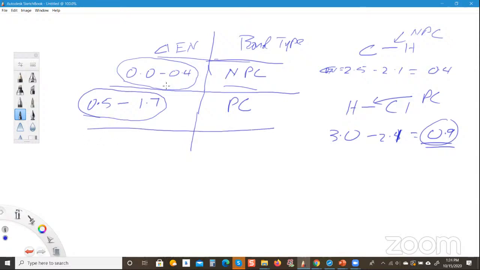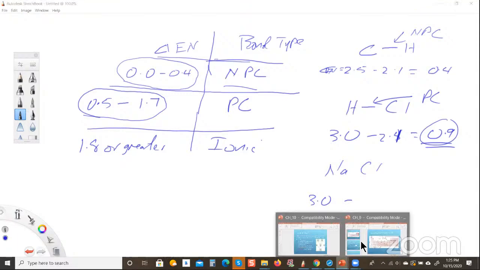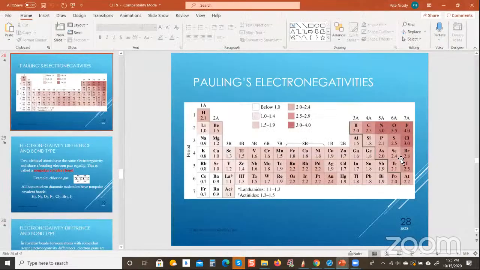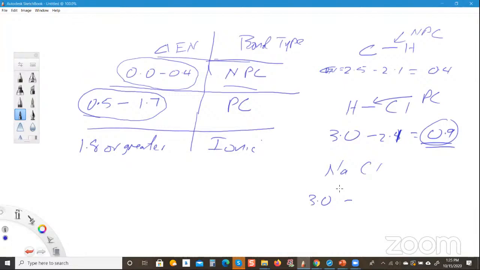And then finally, if the difference in electronegativity values is equal to 1.8 or greater, then the bond is essentially ionic. So for example, sodium chloride: chlorine is 3.0 and sodium is 0.9. That would give a difference of 2.1. So therefore, the sodium chloride bond is ionic because 2.1 falls above 1.8.